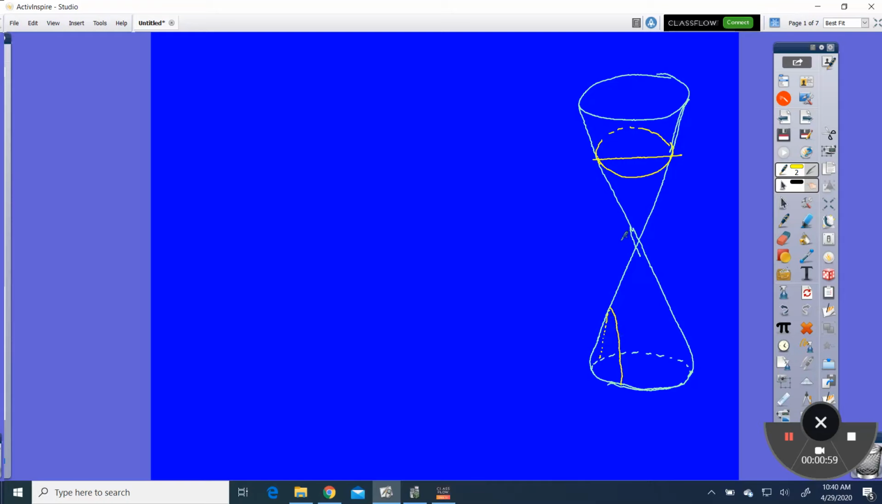Now if I cut it all the way through on both of these, it's going to come up here and come here, and then it's going to come over onto this side and come there. I now have two parabolas. They call that a hyperbola. Okay, so that's a hyperbola.